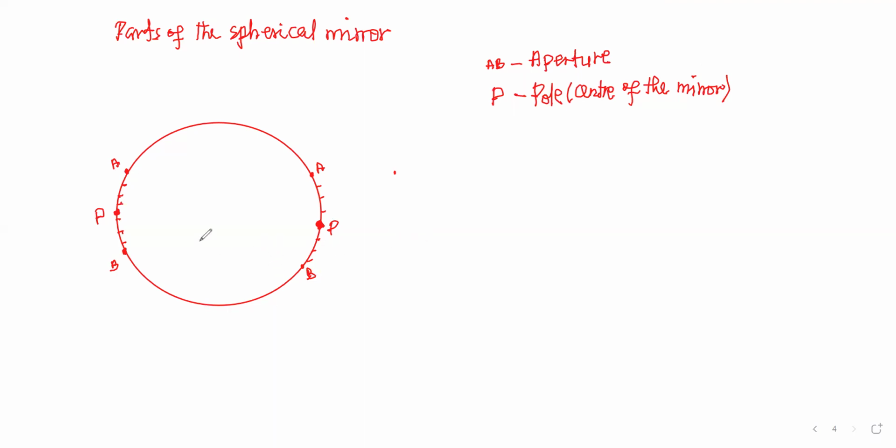Then you see the center of the whole sphere itself. The center of the whole sphere, out of which the mirror is carved. The center of the sphere, which is also part of the spherical mirror, has a name. This is represented by the letter C. And so C is the center of curvature. I note that the center of curvature is not the center of the mirror, but is the center of the whole sphere out of which the mirror is carved.